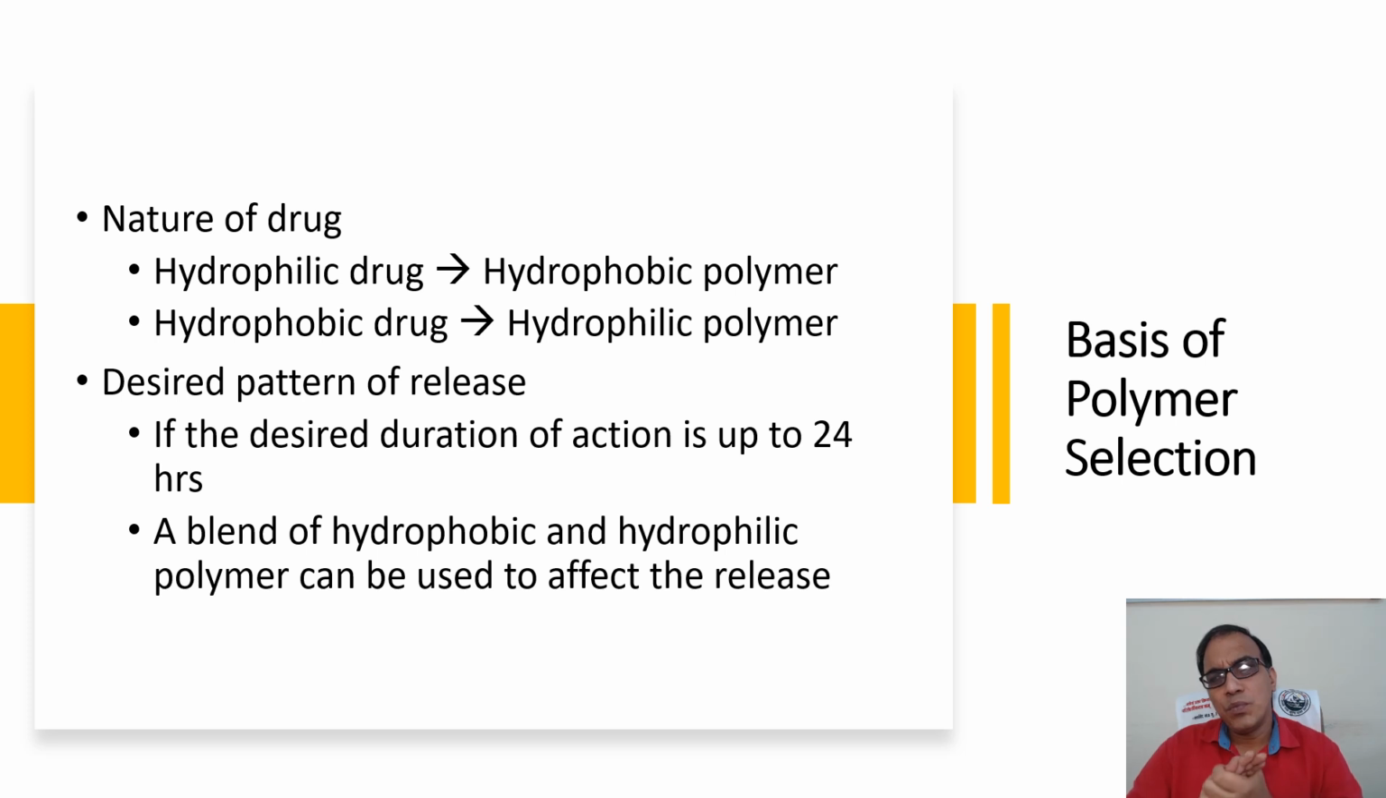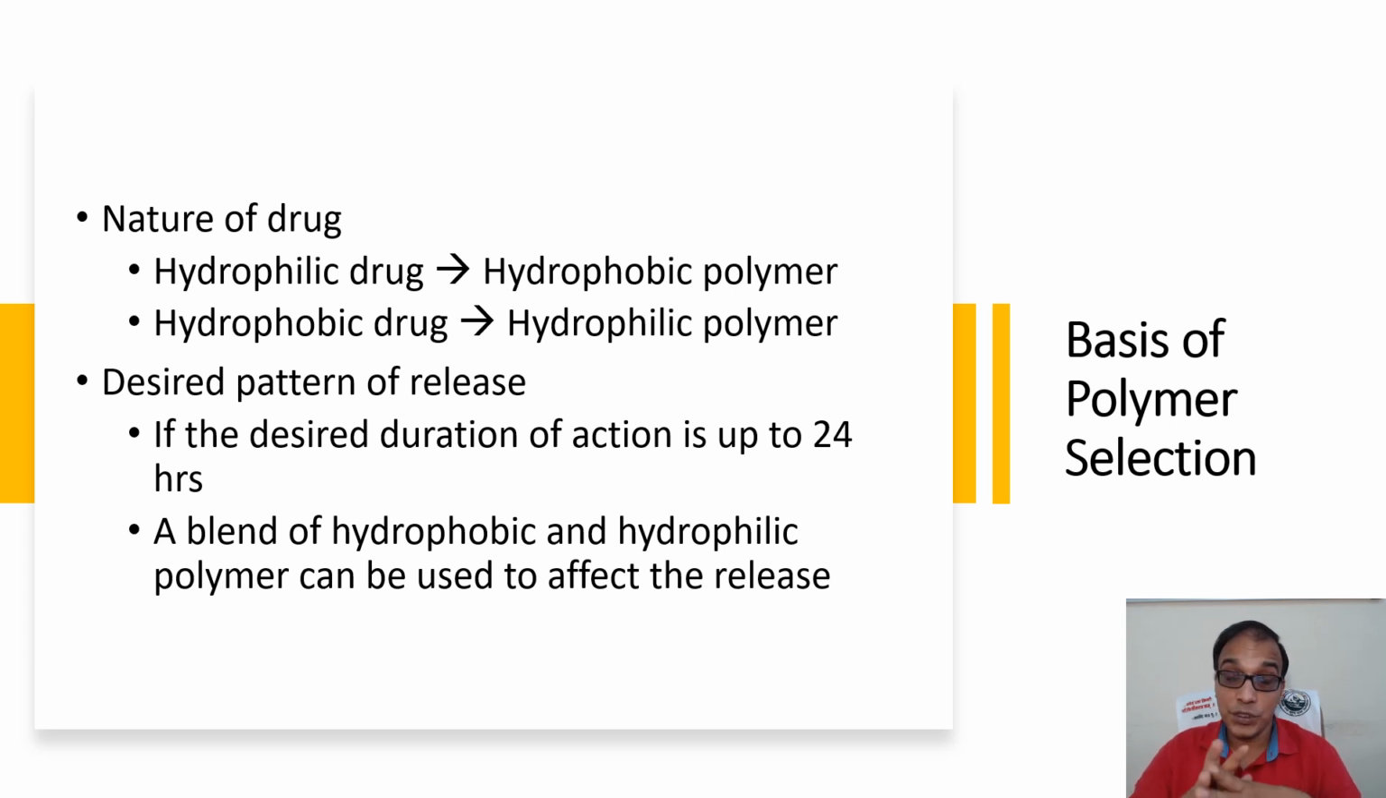Now, let's discuss how we will select the polymer for delivering the drug through the microparticulate. Now we want to prepare the microsphere. If the nature of the drug is hydrophilic, we will go for a hydrophobic polymer. Otherwise the drug will be released at once. In the same manner, if the drug is hydrophobic, you will use a hydrophilic polymer if you want to control the release. Okay. And this is our aim, and you can get the desired pattern of release.